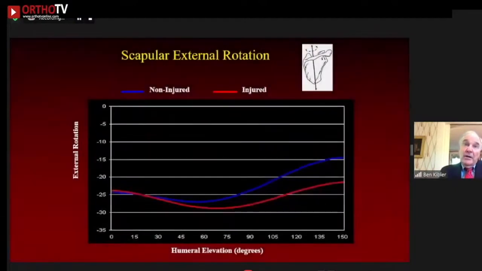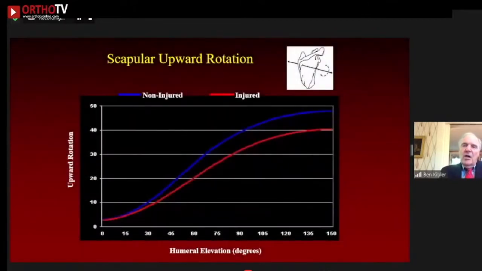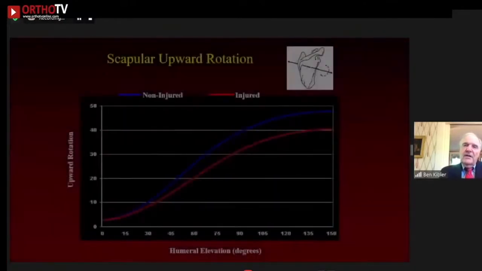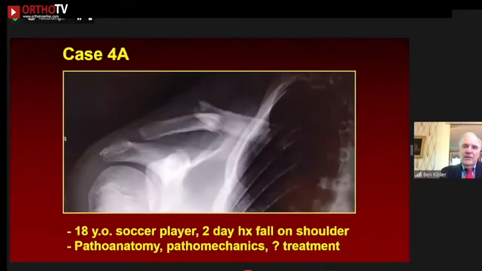Does this happen? Well, our data shows that both internal rotation and upward rotation are altered in patients with injuries in the area that is of most concern, which is above 90 degrees of abduction. So very definitely, scapular position, once again, places the shoulder and the shoulder contents at increased risk of injury.